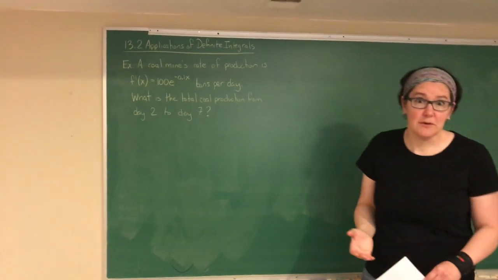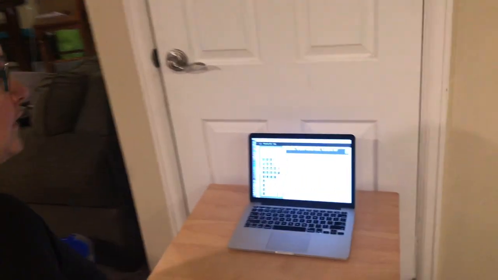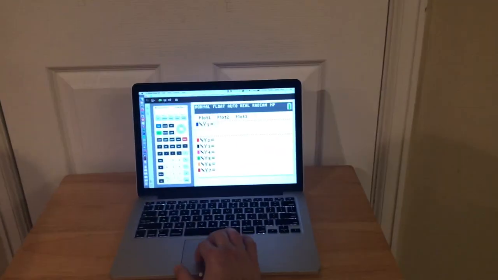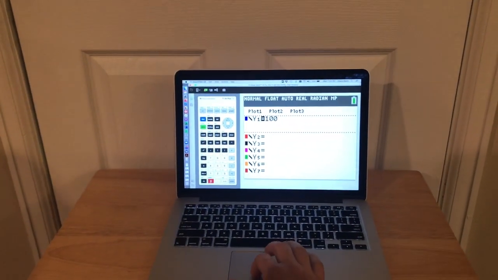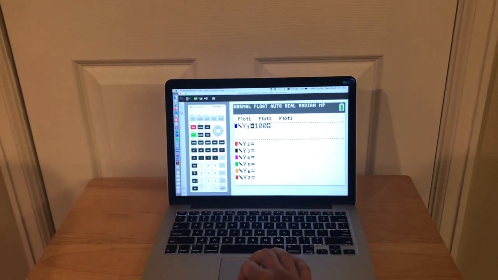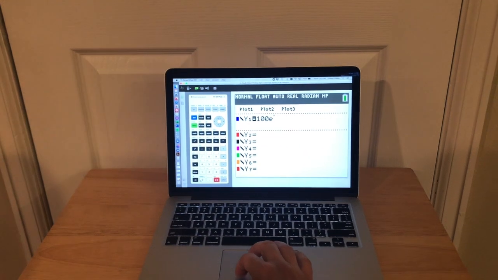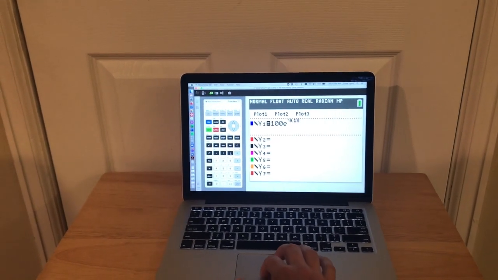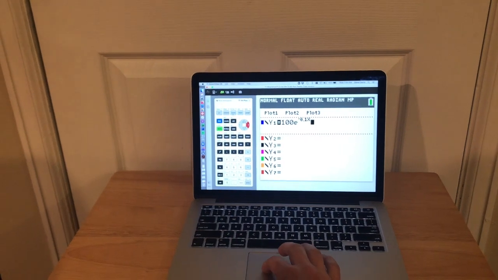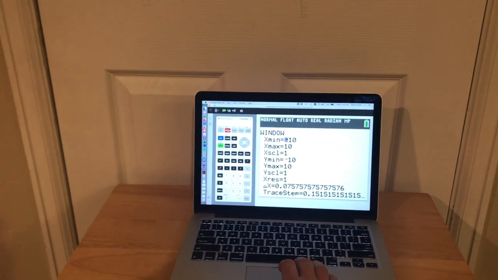The first step is to graph this function. So we're going to go over here to our graphing calculator, and we will type in our f prime of x, which in this case is 100 e to the negative 0.1x, and then we are interested in days 2 through day 7.